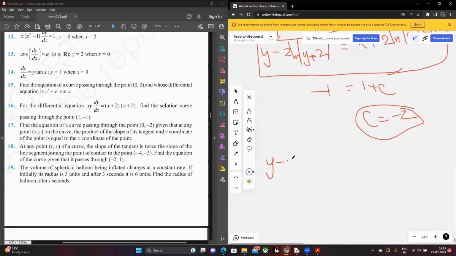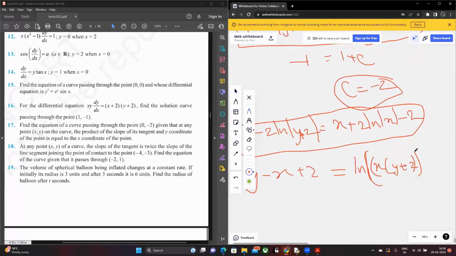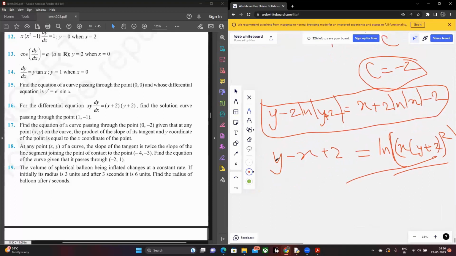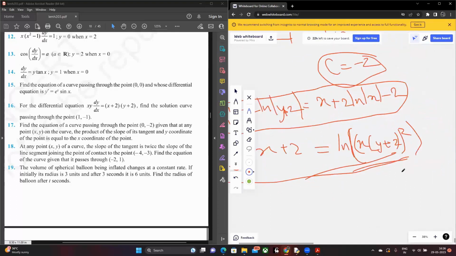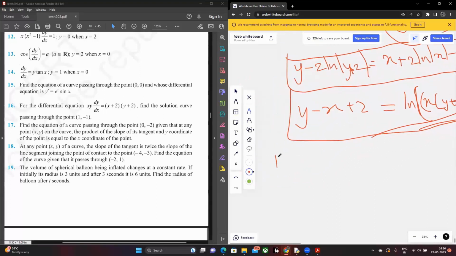Therefore, the curve is y minus 2 ln|y plus 2| equaling x plus 2 ln|x| minus 2. Or you can basically say that y minus x plus 2 is equal to ln of x (y plus 2) the whole squared, right? This works. This is pretty elegant and this is pretty simple also. That's it.